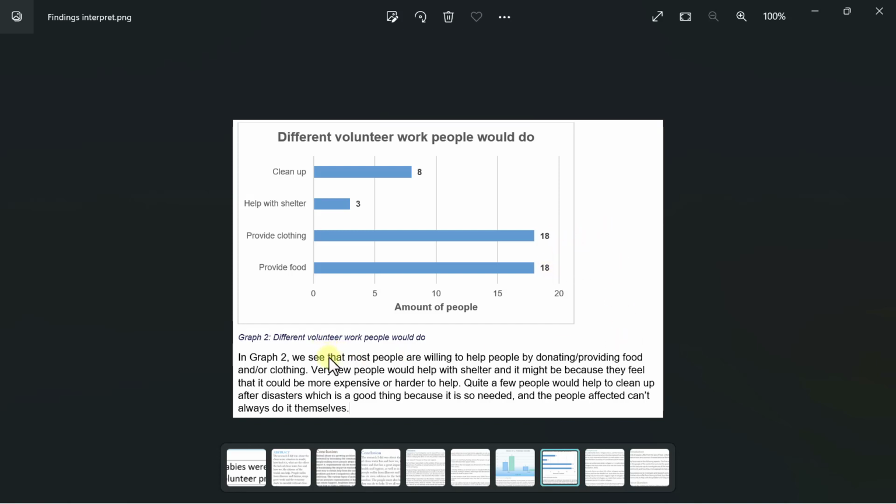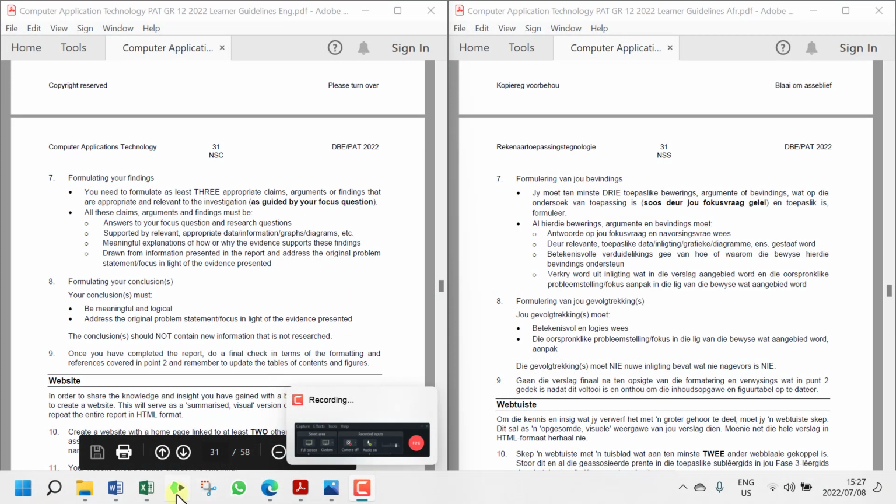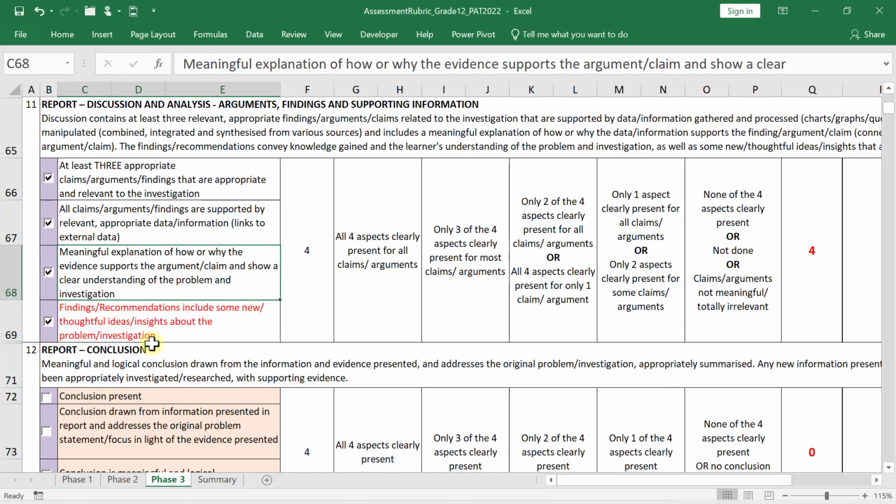So in this one, it just says most people are willing to help people by donating or providing food and clothing. See, that's fine, but very few people were willing to help with shelter. So this is a better way of doing the finding, because now I can understand what it shows, but I don't necessarily need the actual numbers of everything. All right, so I just want to show you the marking grid.